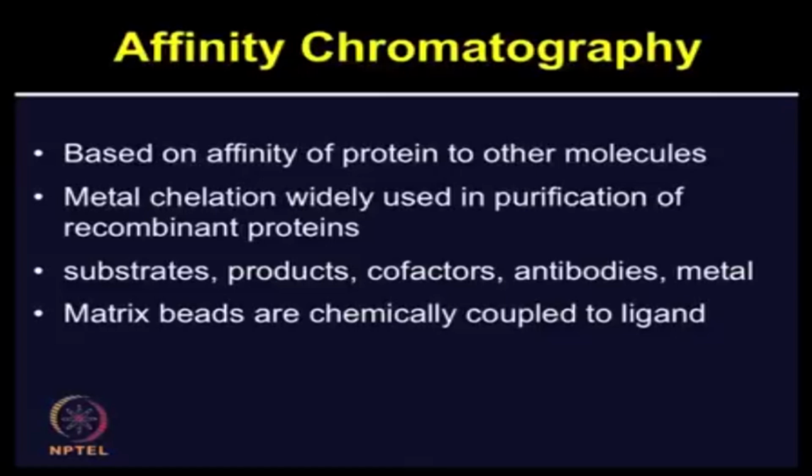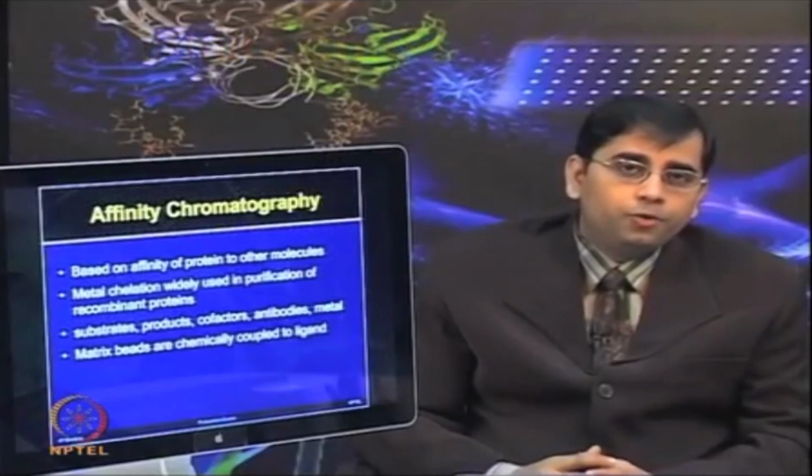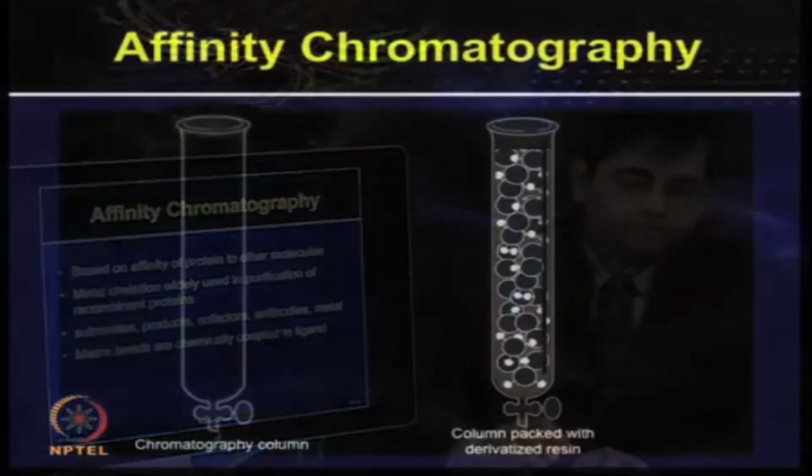Metal chelation is widely used in purification of recombinant proteins. Various substrates, products, cofactors, antibodies or metals can show affinity for a given protein, and this is used as a strategy to purify the proteins based on their affinity. The matrix beads are chemically coupled to these ligands.